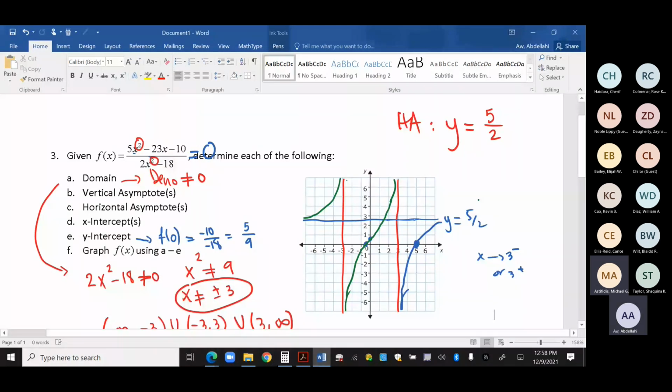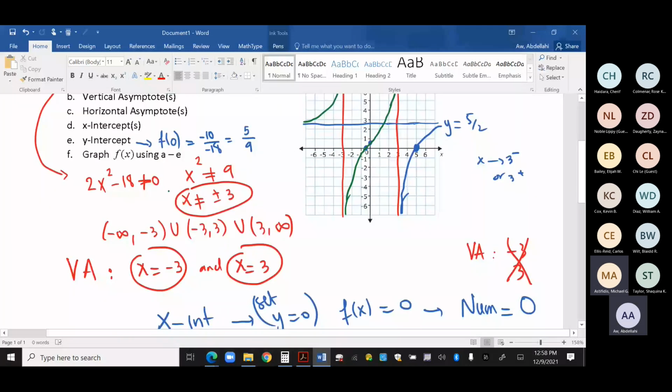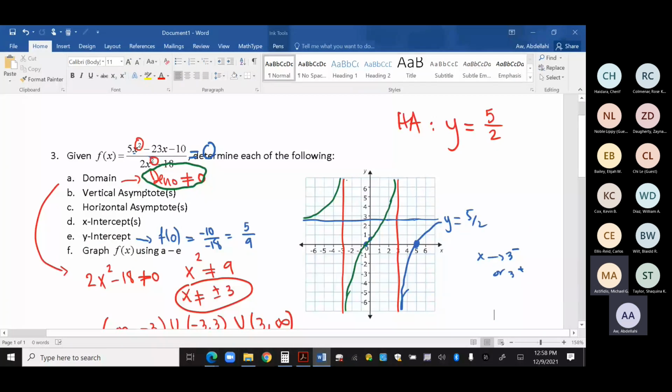All right, so that is the review for the rational function. Again, the domain is about the denominator not equal to 0. The vertical asymptote is very linked to the domain, right? Don't forget x equals. For the horizontal asymptote, we compare the degrees, right? The x-intercept is when the numerator equals 0, and the y-intercept is always f of 0.